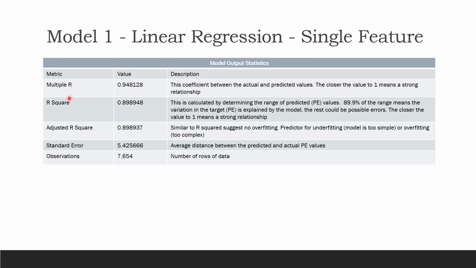Here just shows an output of these values and metrics, and each one of them gives a description on what those metrics are trying to tell us in relation to the value.